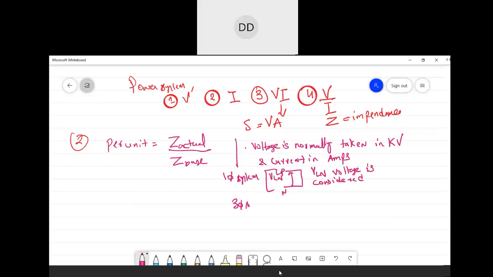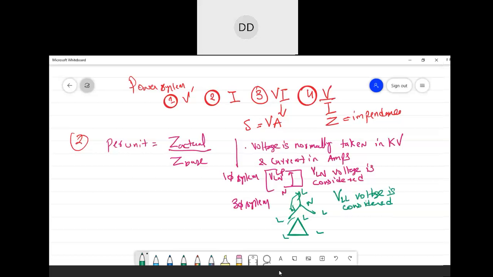In the case of a three-phase system, if you notice, it has a line and a neutral. So you have to take the line to line voltage if it's a delta, and in delta also you say line to line. So the line to line voltage is considered.